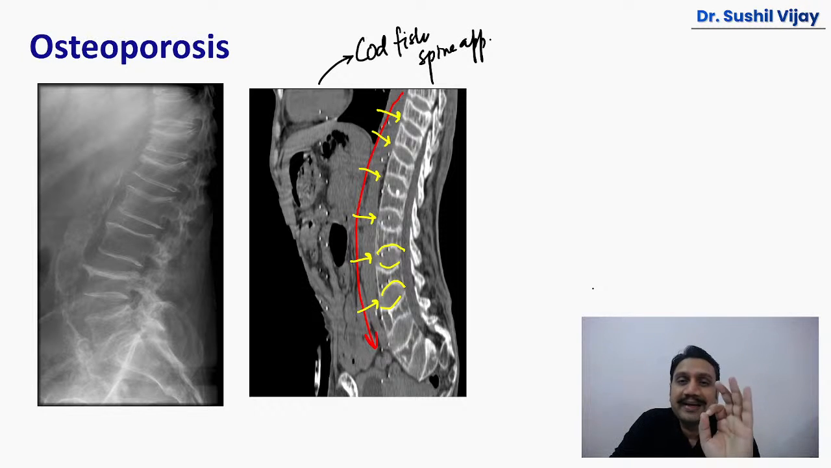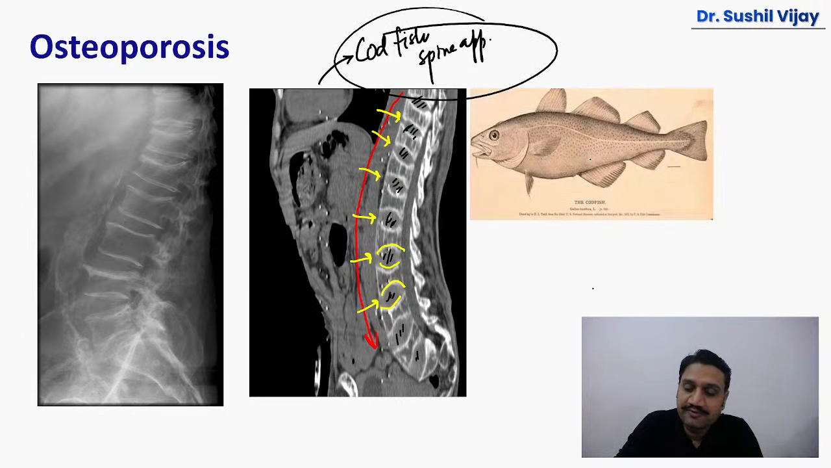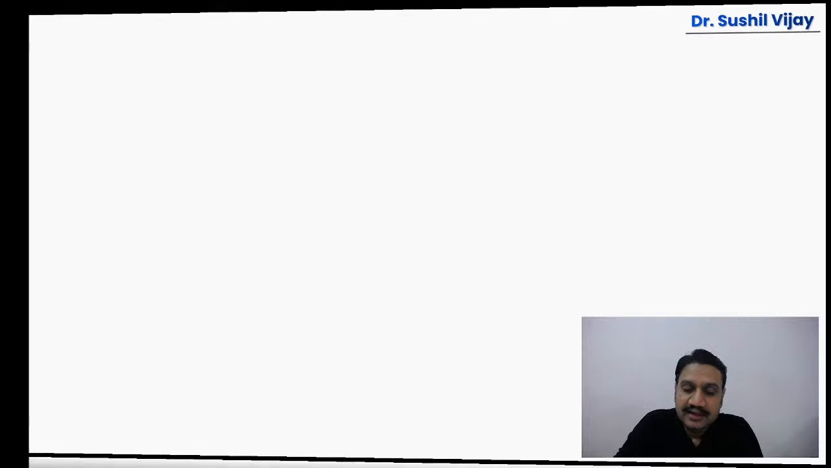So codfish spine, how will you differentiate it from the rest of the situations? Codfish spine will have the changes diffusely present in all the levels of the vertebra. The further down you go, the more prominent, because the lumbar vertebra is taking more weight than the dorsal, and the dorsal vertebra is taking more weight than the cervical area. These changes will be more prominent where the vertebra is taking more weight. I hope the screen behind me is very clear and everybody is able to see and analyze. This is your codfish spine appearance, which has a very high possibility of being asked in the exam.